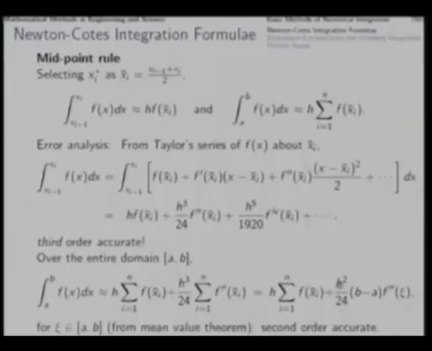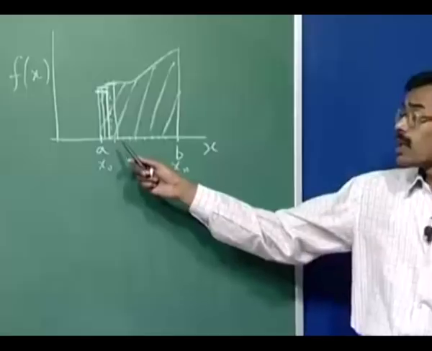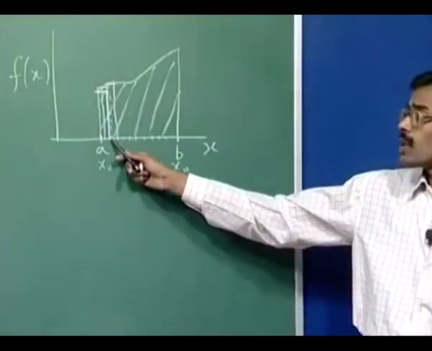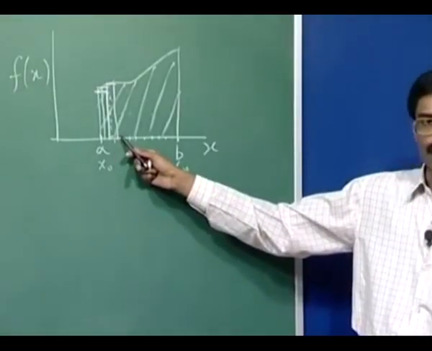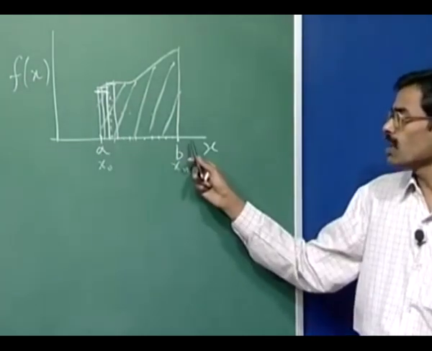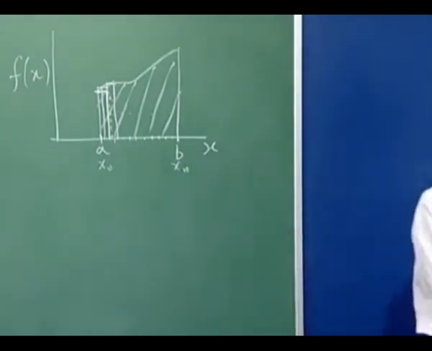That is why you find that one power of h has got reduced here, and that means that the error in the integral over the entire domain is proportional to h square, that is, it is proportional to the square of the step size. So, the third order accuracy over each subinterval will mean that over the entire domain it will be second order accurate.